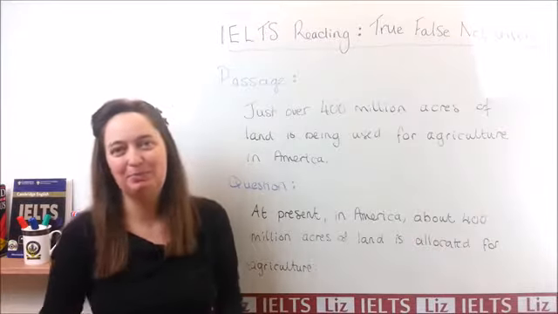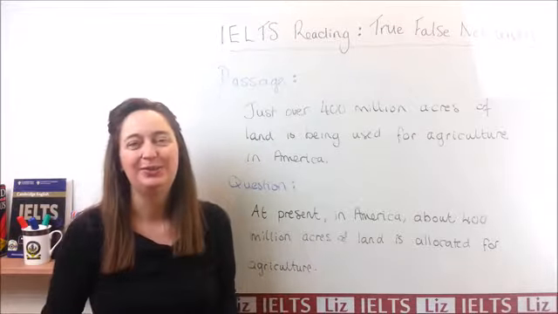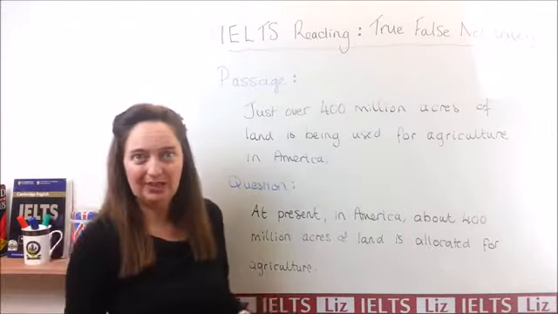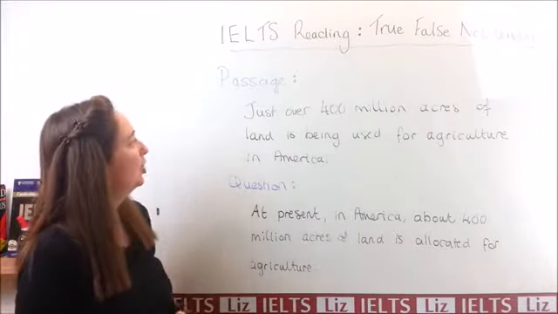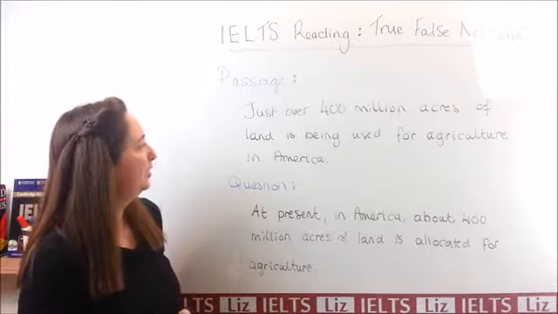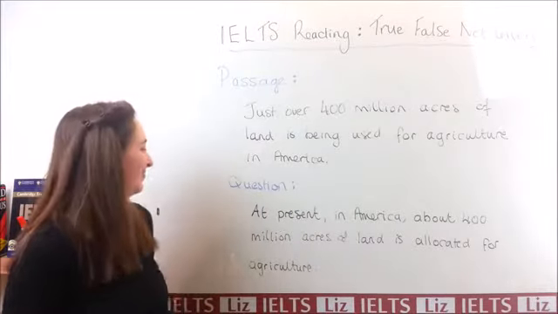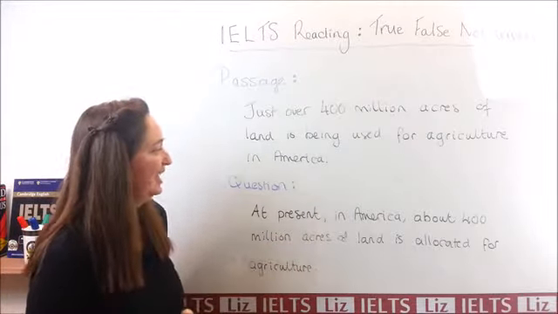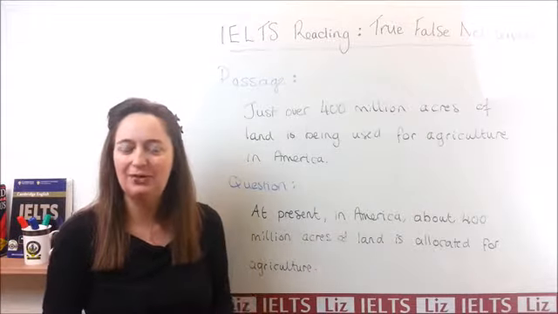And here is the last practice question before I give you some very useful tips to help you improve your true, false, not given and yes, no, not given questions. So this is a true, false, not given practice. This is the information in the passage. Just over 400 million acres of land is being used for agriculture in America. And the question, at present in America, about 400 million acres of land is allocated for agriculture. So you can see some similarities and a few differences.